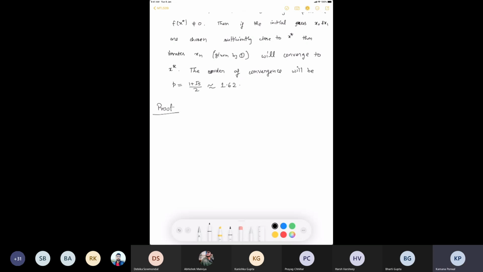So what is given to us is that f prime of x star is not equal to 0, and f prime x is a continuous function. This means that there exists an interval I, which I'm going to denote by taking a small interval around the point x star, which is x star plus or minus epsilon, with some epsilon greater than 0.